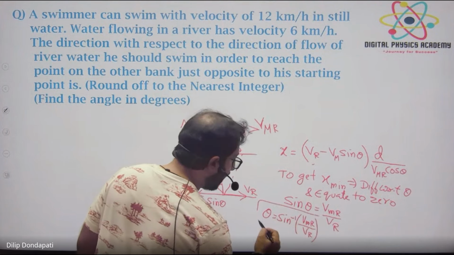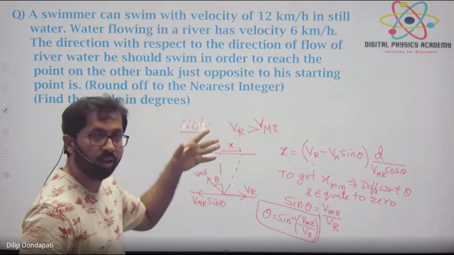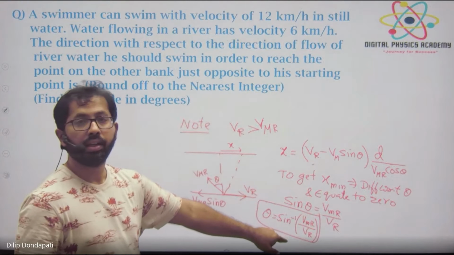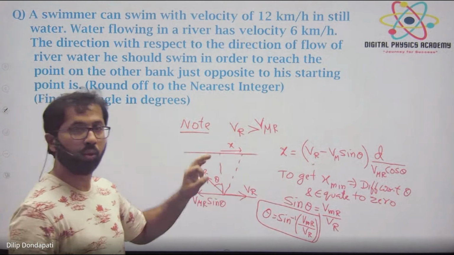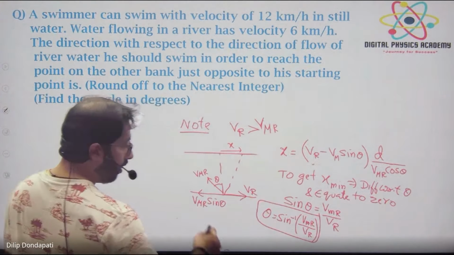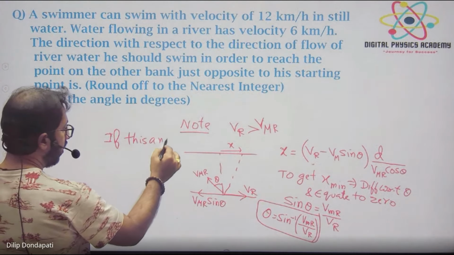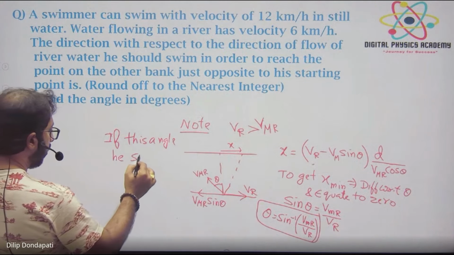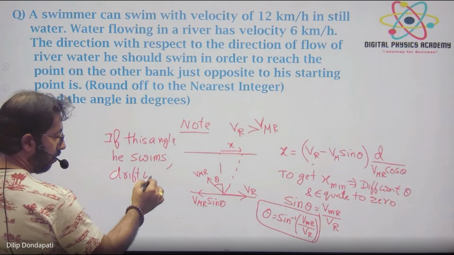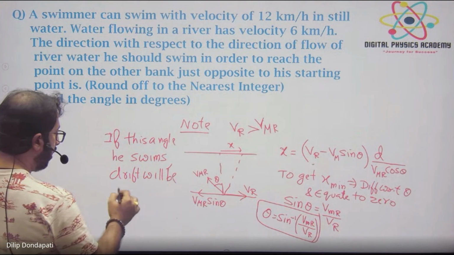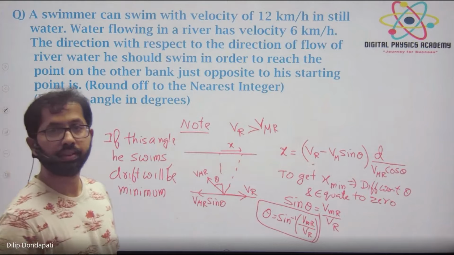So it means if we start swimming at this angle, definitely drift will not be 0, but it will be minimum drift. If you go at any other angle, the drift is more. So minimum drift is possible only if you go at this angle. So write down: if he swims at this angle, drift will be minimum. Right? Understood?